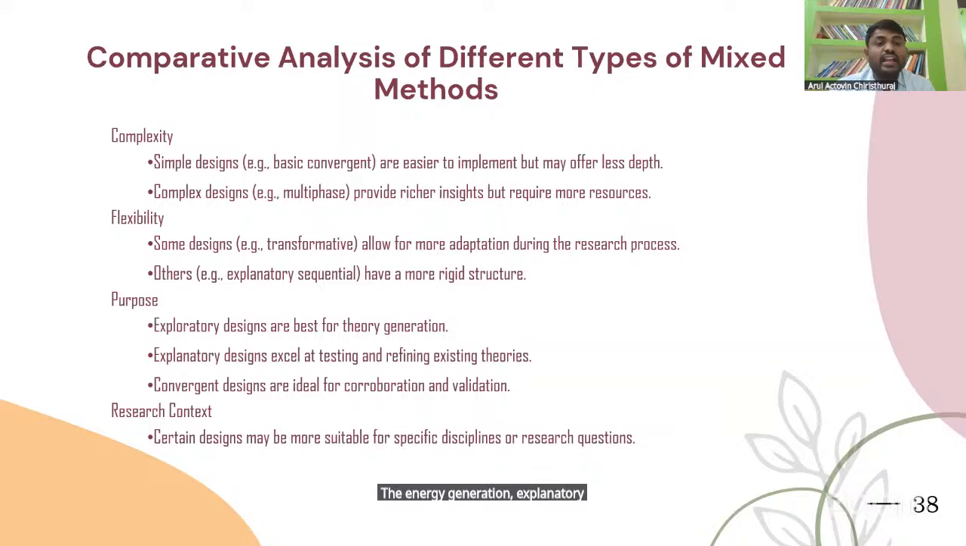Explanatory design excels at testing and refining existing theories. Convergent designs are ideal for corroboration, that's validation. And in the research context, certain designs may be more suitable for specific disciplines or research questions.